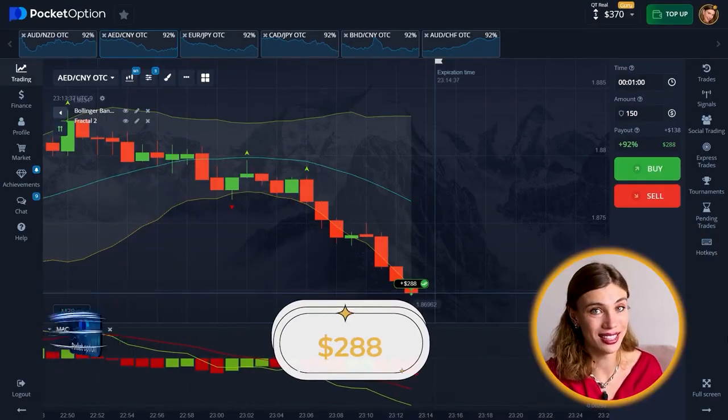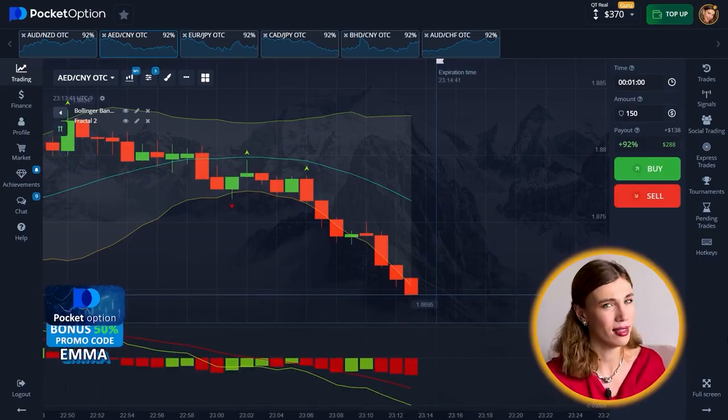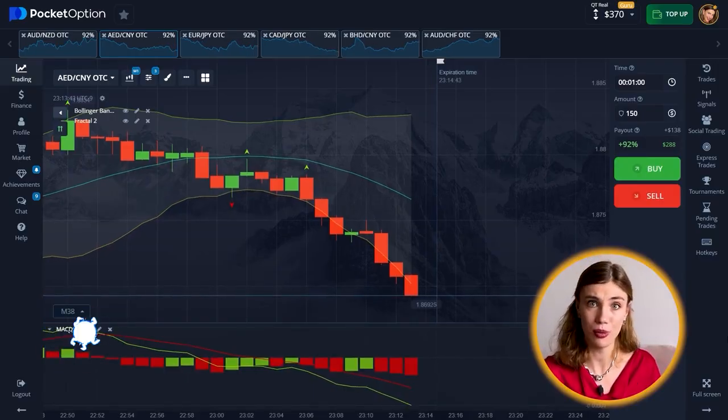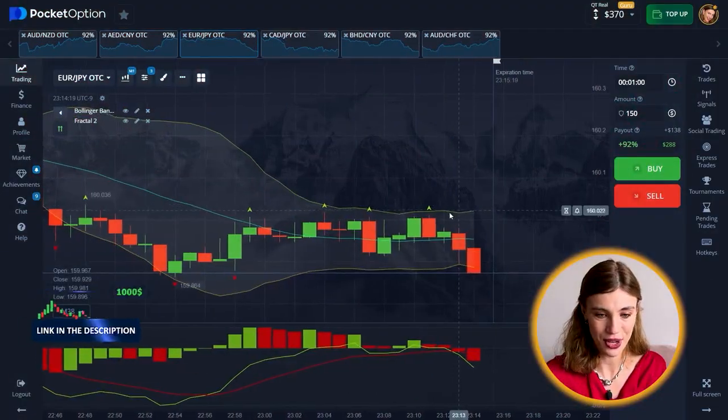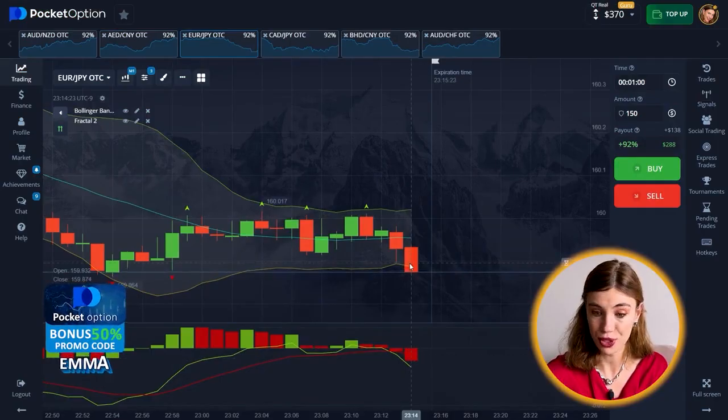$288 is the next result, and I think it's a great fire energy. What do you think? Let's get the new asset pair and see what we can do next.